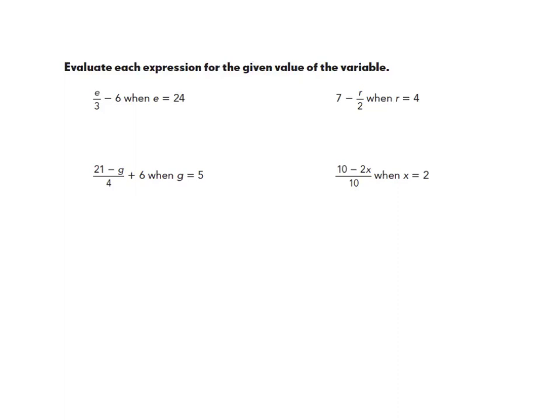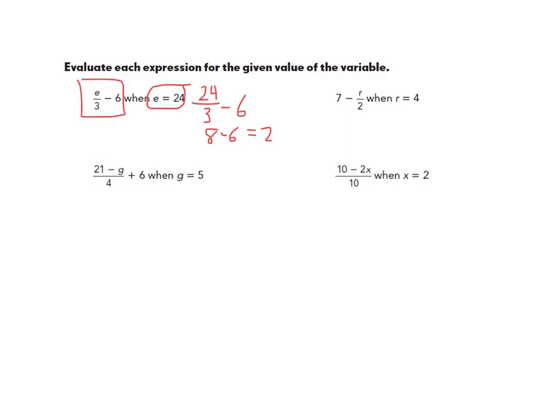When we evaluate expressions, what we're basically doing is removing the variable and replacing it with the value of that variable. So for this one, they say that e is 24. So while it's e over 3 minus 6, it really becomes 24 over 3 minus 6. And then I use my order of operations. I would do 24 divided by 3 first and get 8. And the 8 minus 6 should be 2.